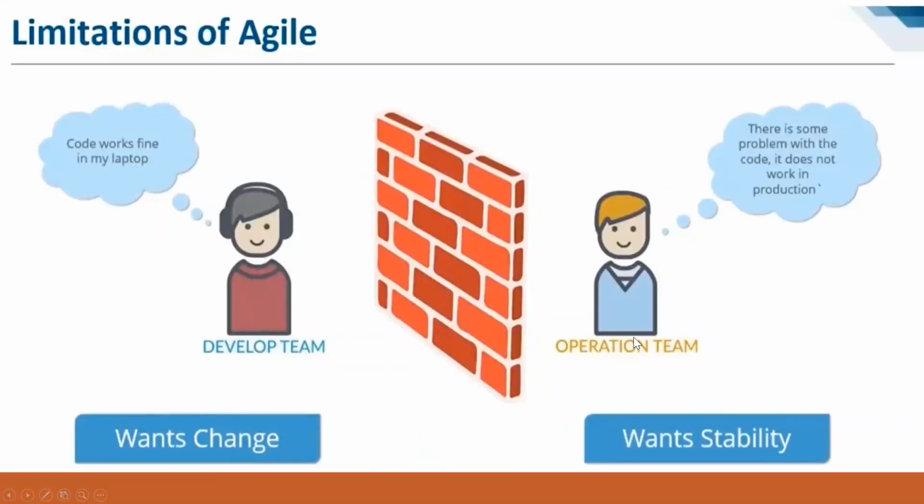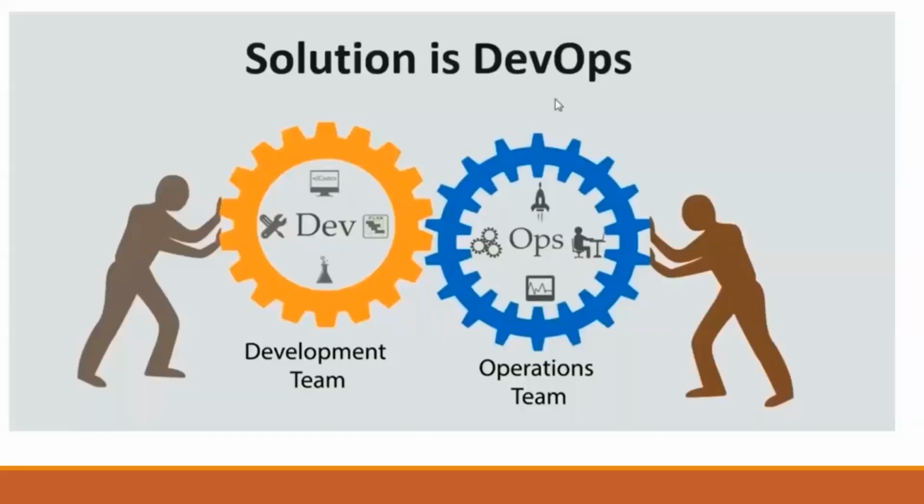Operations team means a Linux engineer. Who will deploy our code? The operations engineer. Who will integrate the code? The developer. The development team wants change and the operations team wants stability. So there is some problem with the code; it does not work in production. There is a gap between the development team and the operations team. How can we reduce it? There is a solution called DevOps.